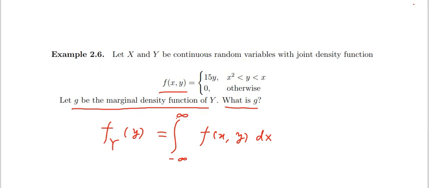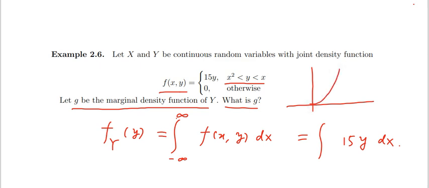Here, for fixed y, we find those x. So this equals the integral of 15y dx. Then what is the upper bound and what is the lower bound? So here we need to draw this region. The region in xy is bounded by y equals x squared and y equals x. So just this part, right?